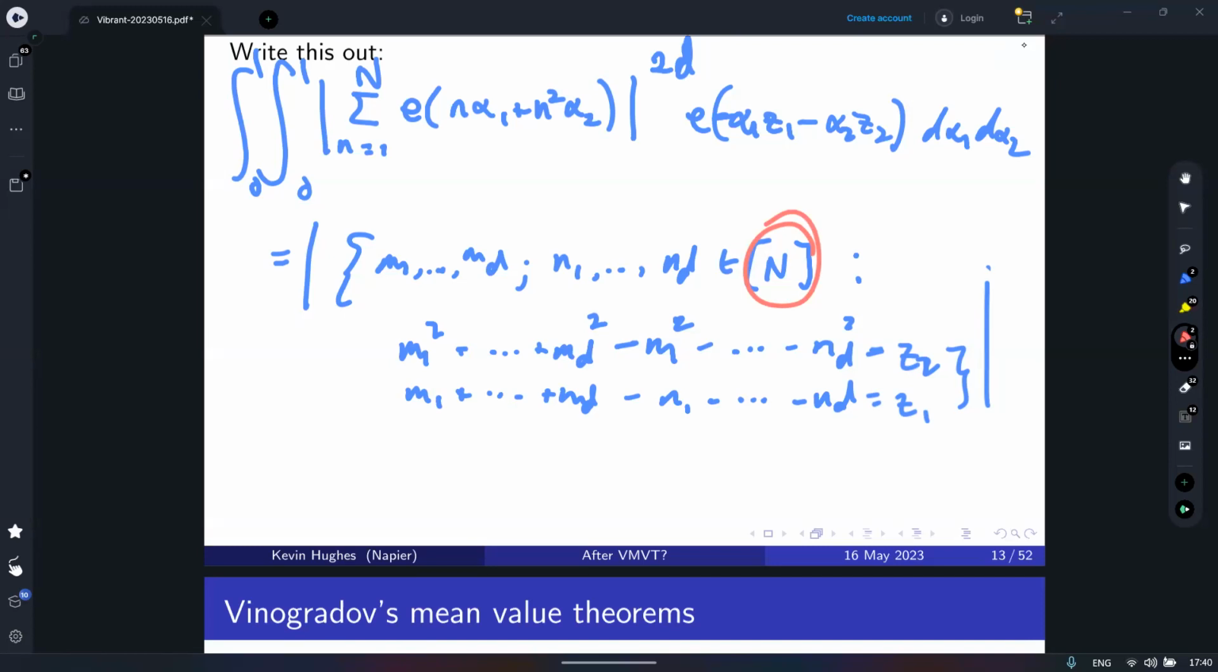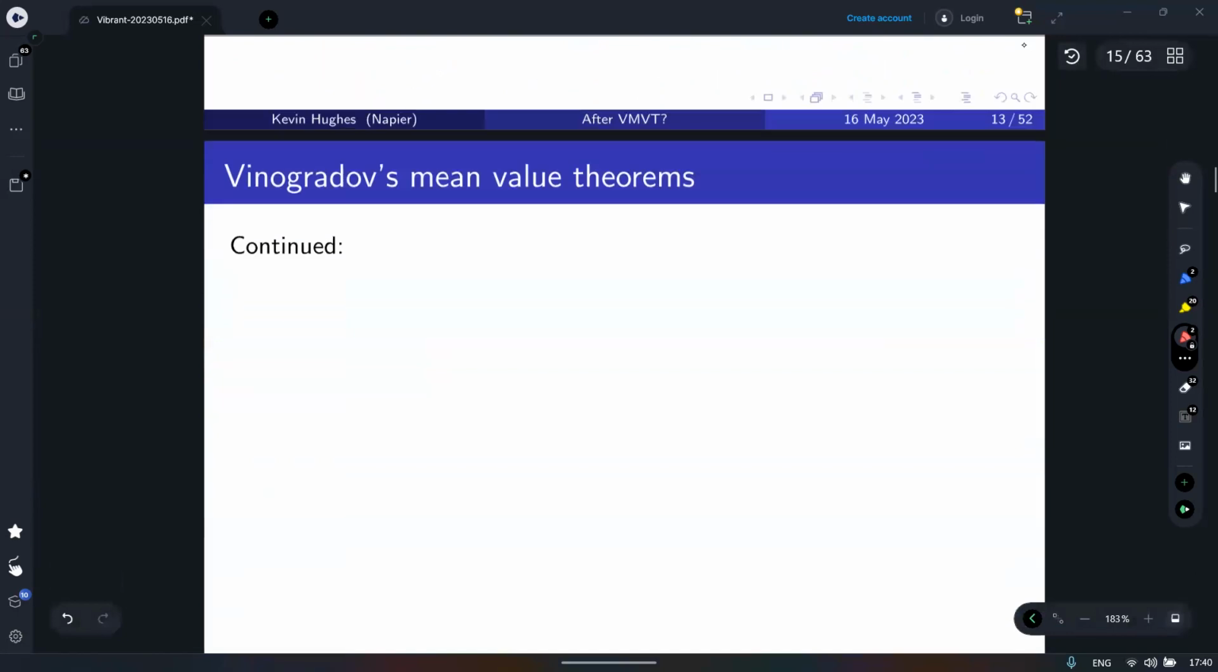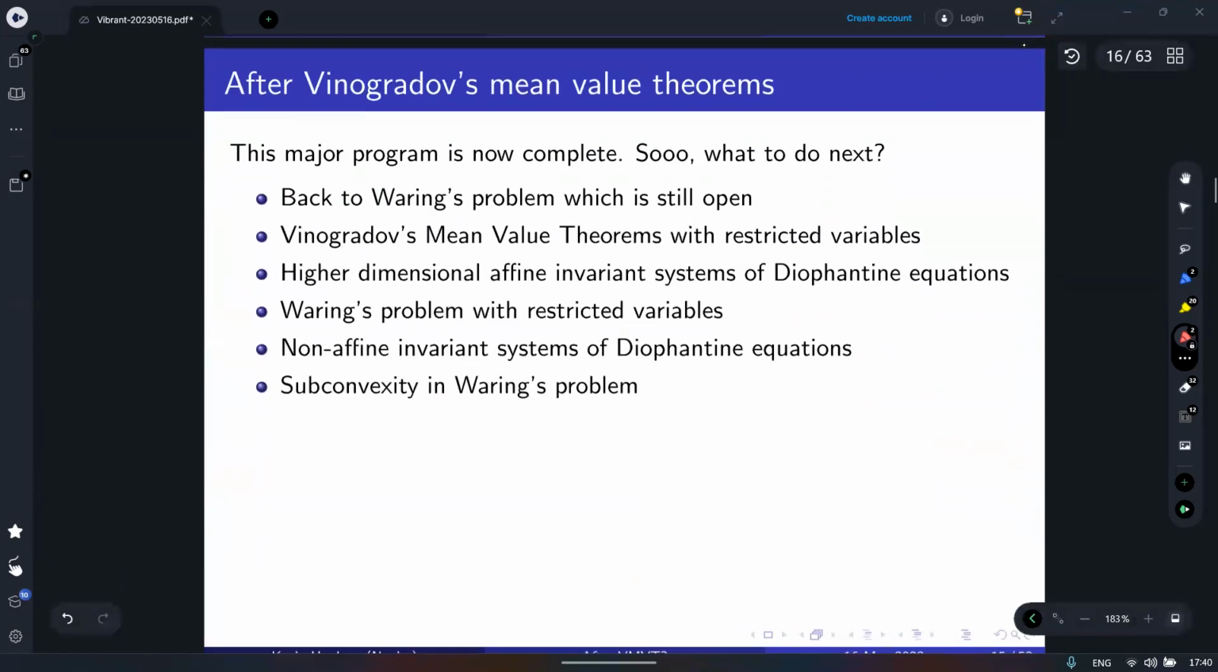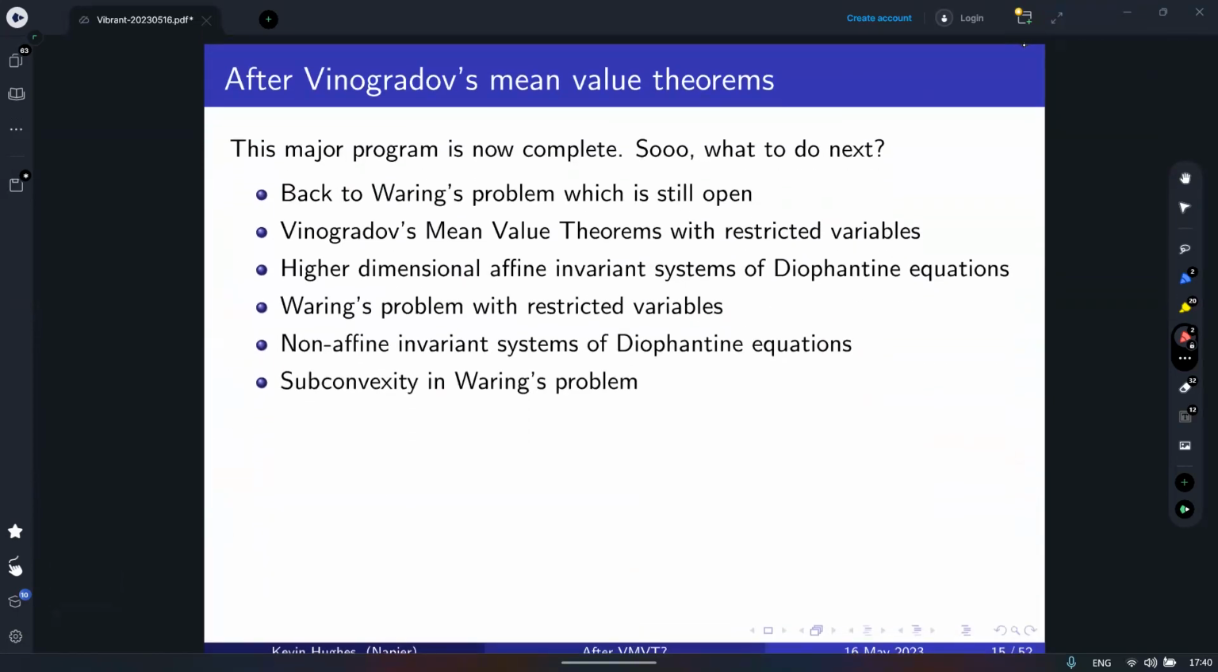And I want to get asymptotics, or at least good bounds, depending on the cardinality of that set, and not in terms of any particular structure of it. Well, that question actually was solved at the same time as the Vinogradov mean value theorem. So Bourgain, Demeter, Guth, and subsequently Wooley showed the best possible bounds you can get for restricted variables.